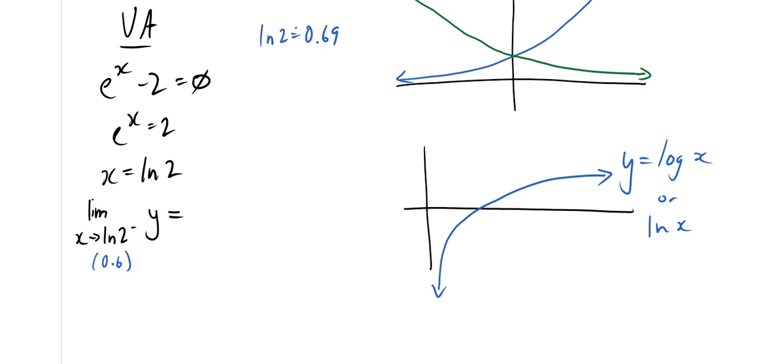Minus 2. And I get a negative number. So this is going to negative infinity. And then we're going to do the same on the right. And I got positive, so that one looks like it's going to positive infinity. You could get even closer, and you could see that.